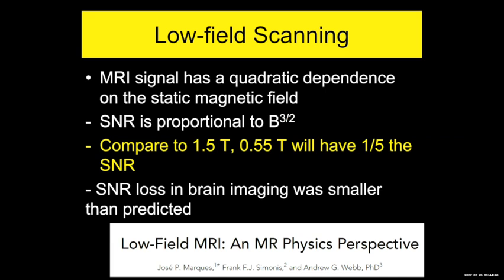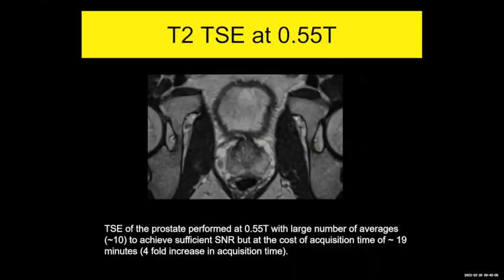So this was a really nice JMRI review paper. And basically what they suggested in that paper is that the SNR loss in brain was smaller than predicted. So it wasn't as much as 1/5 or 1/6 of the SNR, but it was less than that. And so let me show you an example of what I mean by this SNR loss.